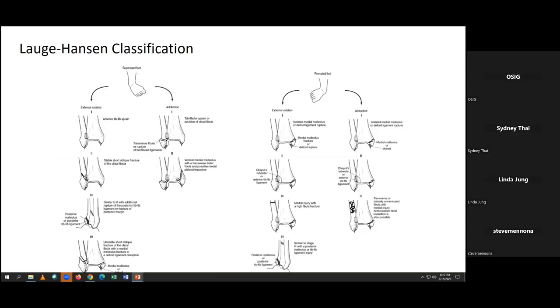And that can be important when you're trying to fix it with surgery because certain constructs won't work for certain fracture patterns. So you can imagine if you supinate your foot and you adduct like this, the force will cause a vertical fracture on the medial side. So that would be different than if you had a transverse fracture. You'd have to treat that a little differently.